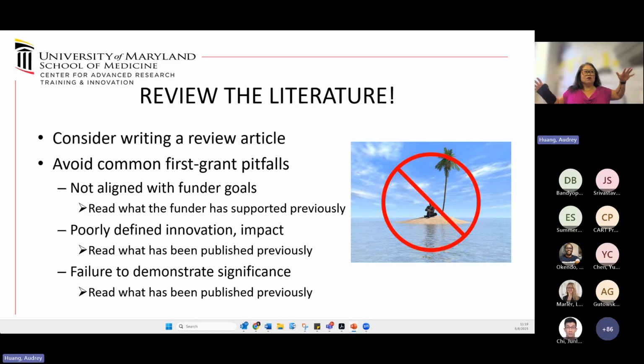And so the most common first grant pitfalls I see are drafts that are not aligned at all with funders' goals. And how do you fix that? You go to the funder and you see what they have supported previously and make sure that your research project, your research question fits into the overall scope of the mission of the funder.